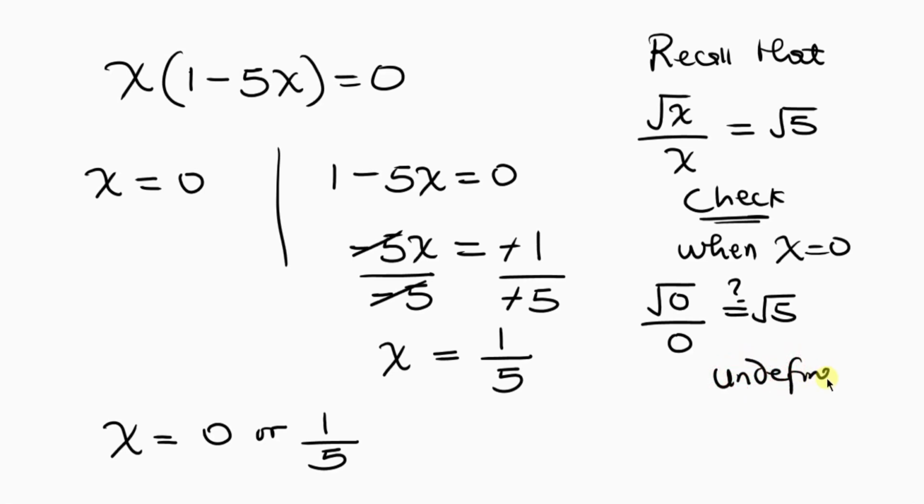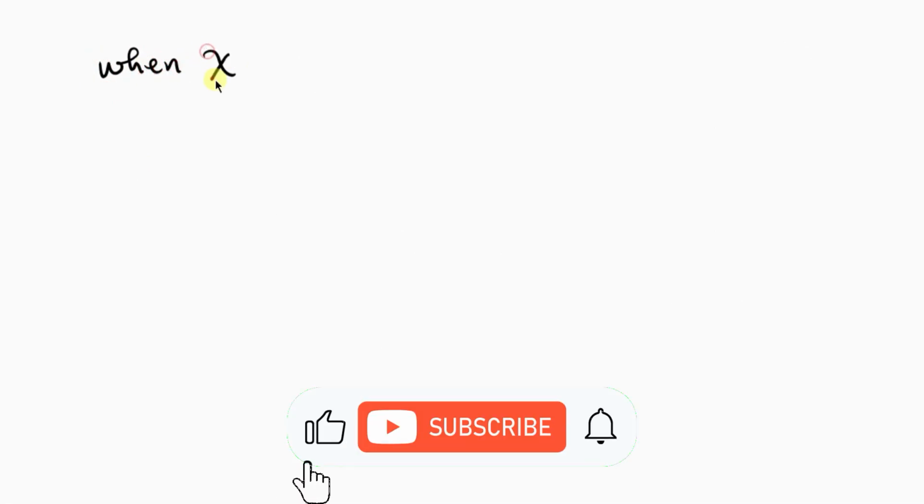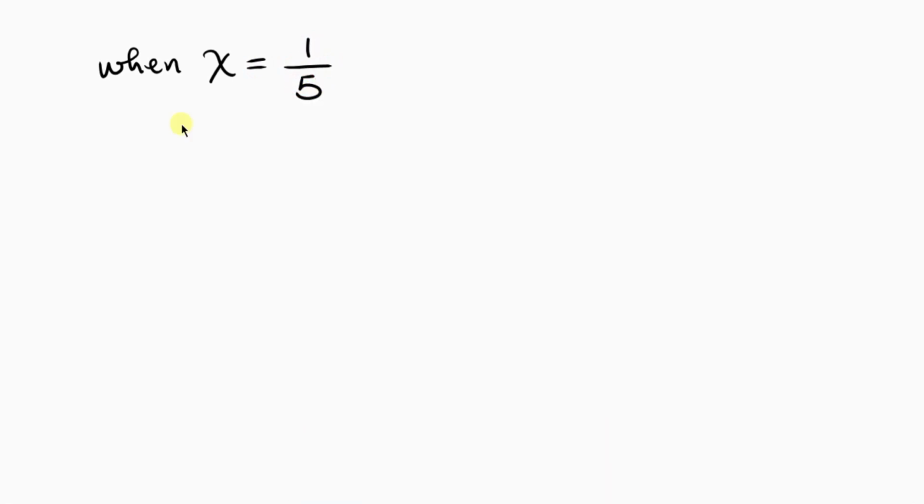Undefined. So this 0 is not a solution. Now, what about when x is equal to 1 all over 5? So when x is equal to 1 all over 5, let's substitute into our given equation, which is the square root of x over x equal to the square root of 5.